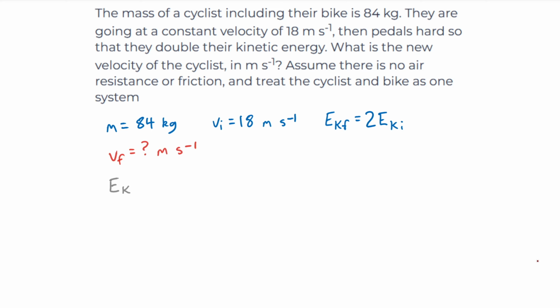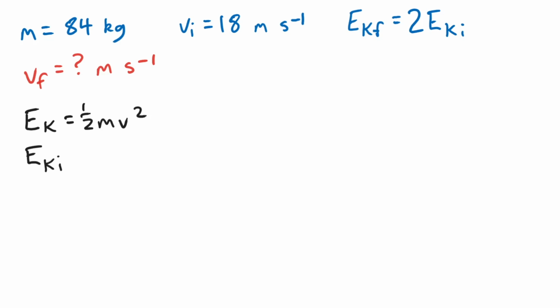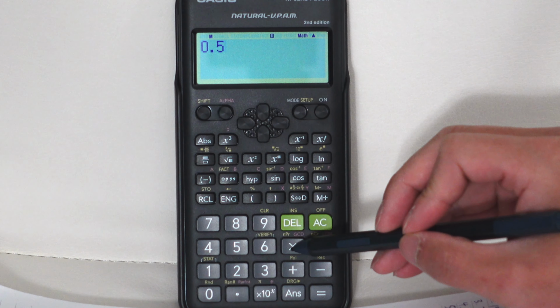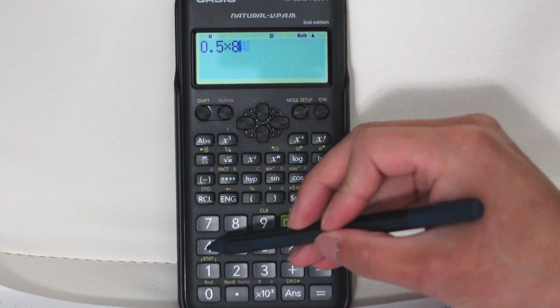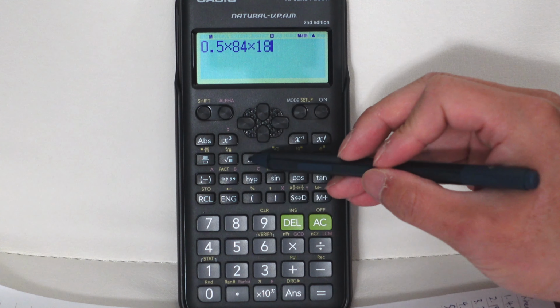The equation that we can use is the kinetic energy equation, which is EK equals half mv squared. First, we must find the initial kinetic energy of the cyclist and bike. EK initial equals 0.5 times 84 times 18 squared. If we put that into the calculator, then we get 13,608 joules.